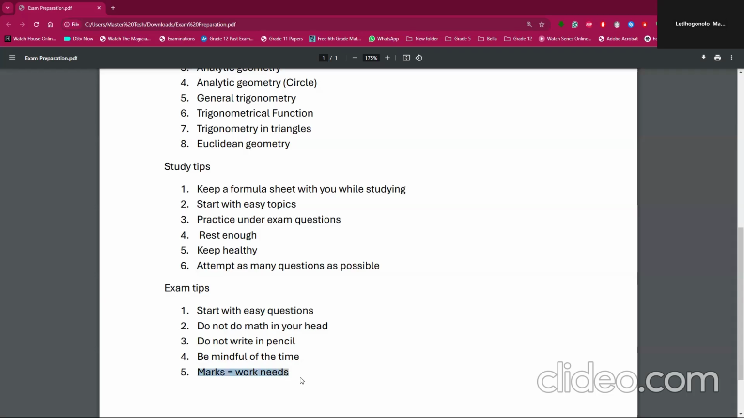The last one is that the marks will tell you how much work is needed. If the question is worth 1 mark and you can see what you want to do is worth 4 marks, you need to stop and rethink how you're going to tackle this, and see if there isn't any information you can remember that will make this question a little bit easier for you.